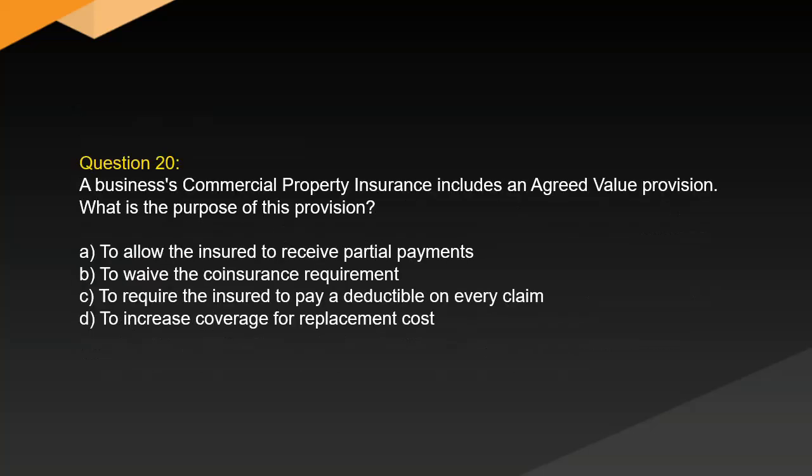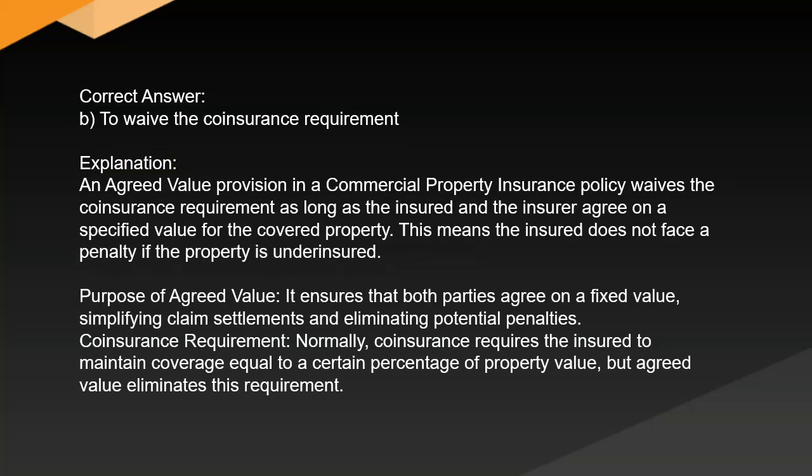Question 20. A business's commercial property insurance includes an agreed value provision. What is the purpose of this provision? A. To allow the insured to receive partial payments. B. To waive the coinsurance requirement. C. To require the insured to pay a deductible on every claim. D. To increase coverage for replacement cost. Correct answer. B. To waive the coinsurance requirement.